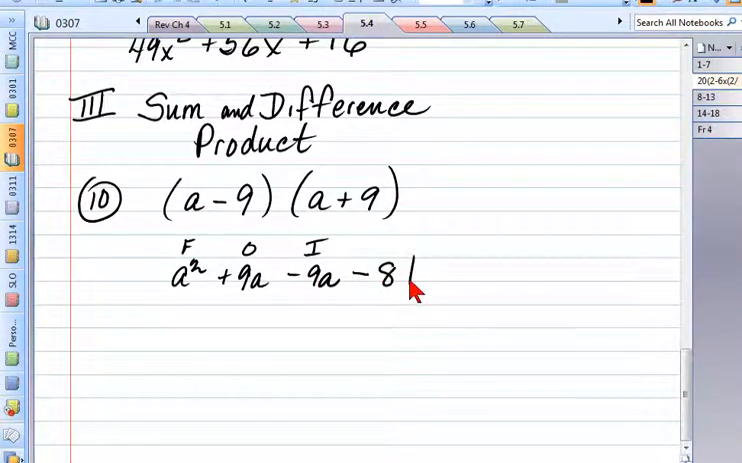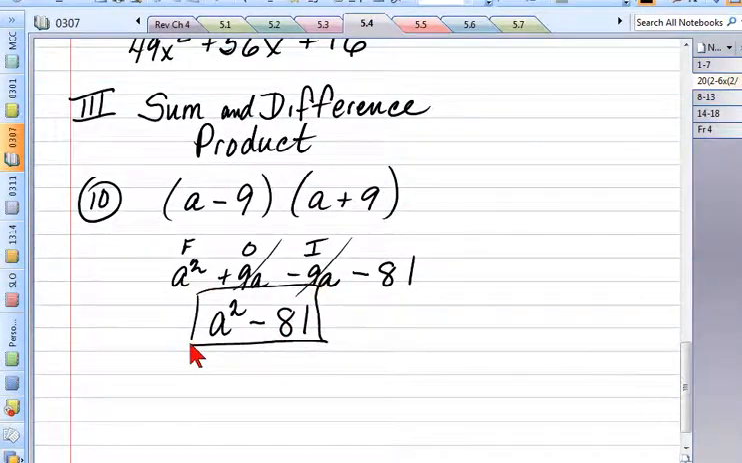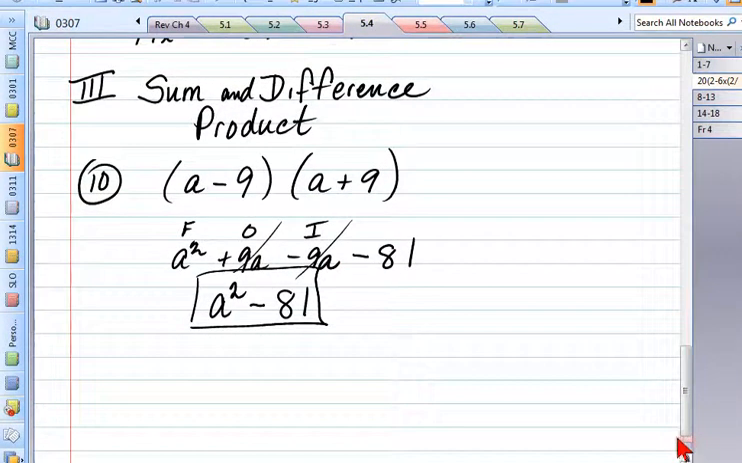What do you notice about the outers and the inners? They are actually opposites. They're inverses of each other, one positive and one negative. That will happen every time you have a sum and difference product. So you will just get the first one, a squared, and the last one will always be negative, minus 81. If you recognize that you've got a sum and difference product, there is no reason to even think about the outers and inners because they're going to be opposites. So don't waste your time on them.